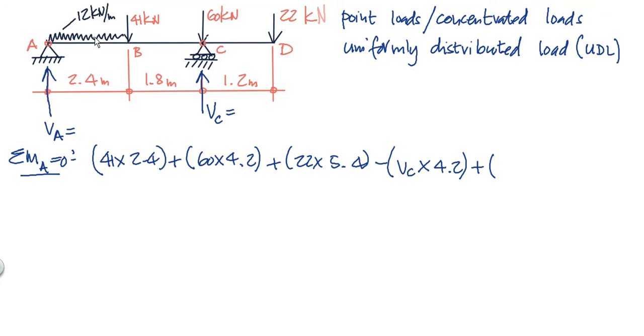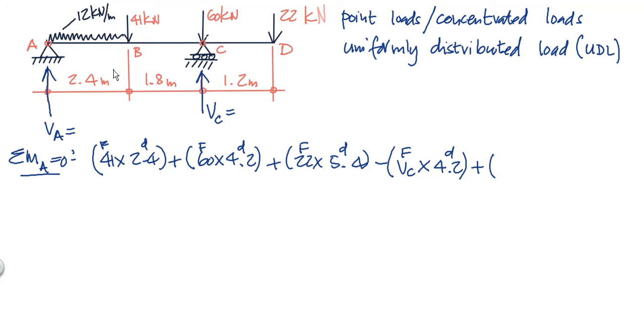Now an example of a UDL could be a wall, meaning that every meter of it weighs 12 kilonewtons. But this UDL is 2.4 meters long. Now remember when we take moments, that's the force, that's the distance, force, distance, force, distance. For the UDL, if I just said 12 times 2.4, that will not be correct. We need to work out the total load first due to the UDL. It weighs that much per meter and it is that long.